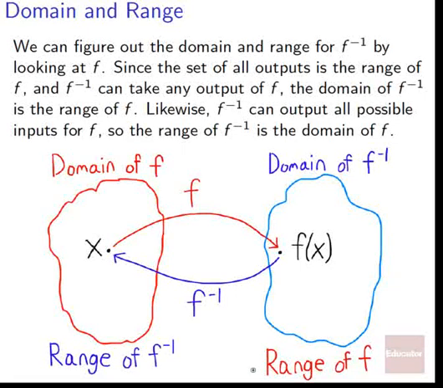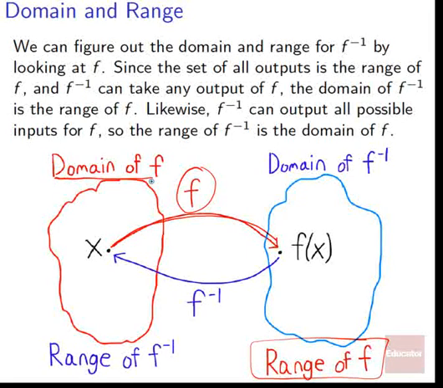How can we get domain and range for f inverse? We can figure these out by looking at f. Remember, the set of all outputs for f is its range. The things that x can get mapped to by f. What f is able to map x to is the range of f. The domain of f is everything that x can be, everything that we can plug into f. And the range of f is everything that can come out of f.